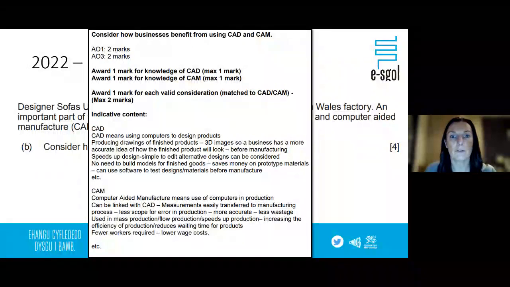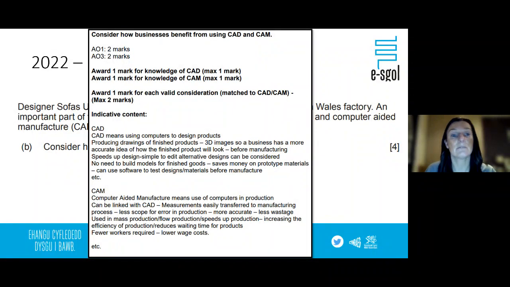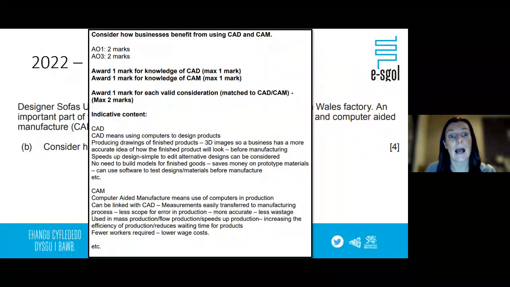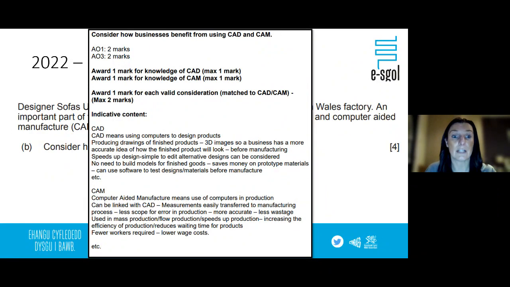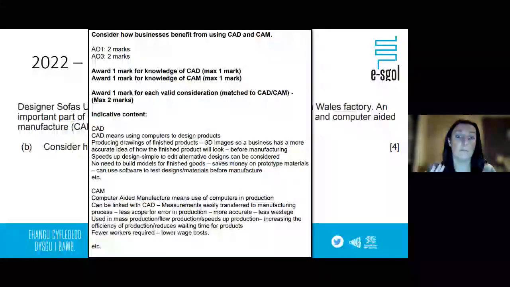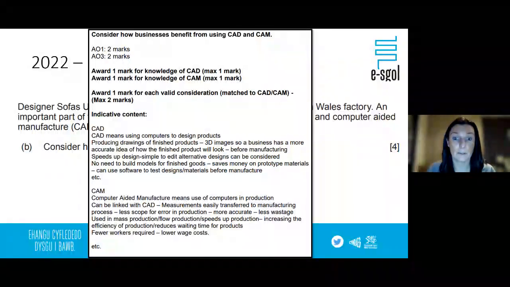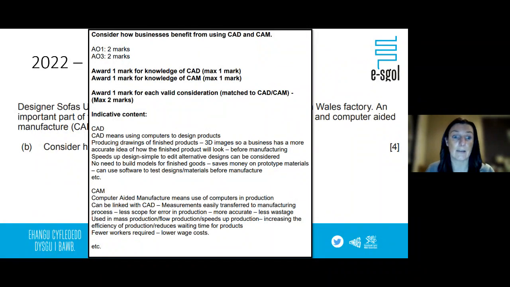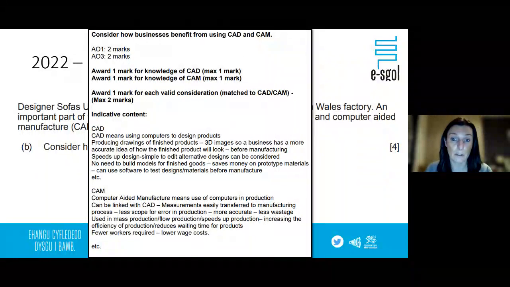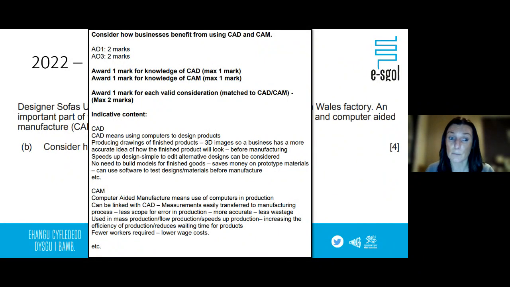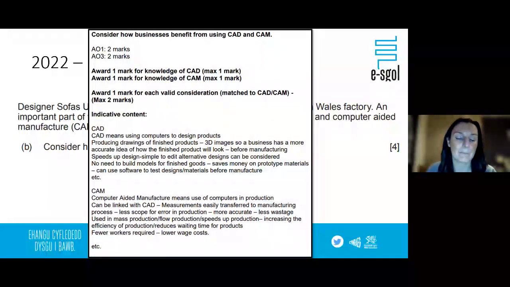So you're getting 1 mark for knowledge of CAD, 1 mark for knowledge of CAM, and then you're getting an extra mark for each if you're giving a good explanation of it. So CAD, for example, means using computer design products, producing drawings of finished products, 3D images, so businesses have more accurate ideas of how the finished product will look before manufacturing, speeds up design, simple to edit, alternative designs can be considered. No need to build models for finished goods, so on and so forth. Okay, and that you're kind of explaining that.